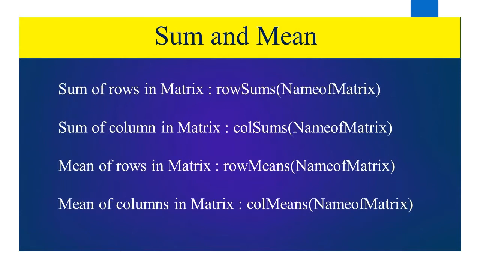close. Likewise, for the mean of rows in a matrix we need to write rowMeans, bracket start, name of matrix, bracket close. And finally, to compute the mean of columns in a matrix we need to use colMeans, bracket start, name of the matrix, and bracket close.